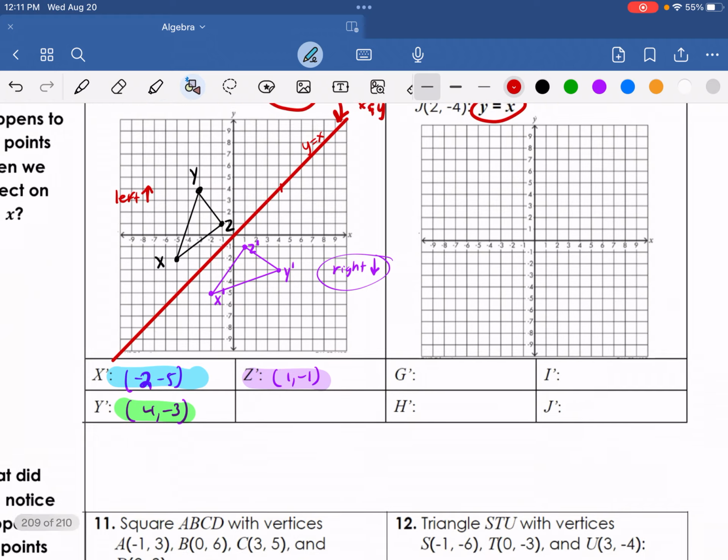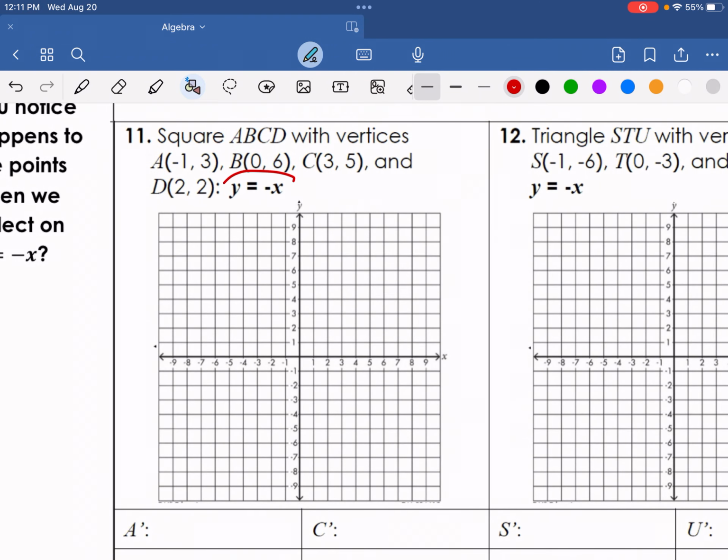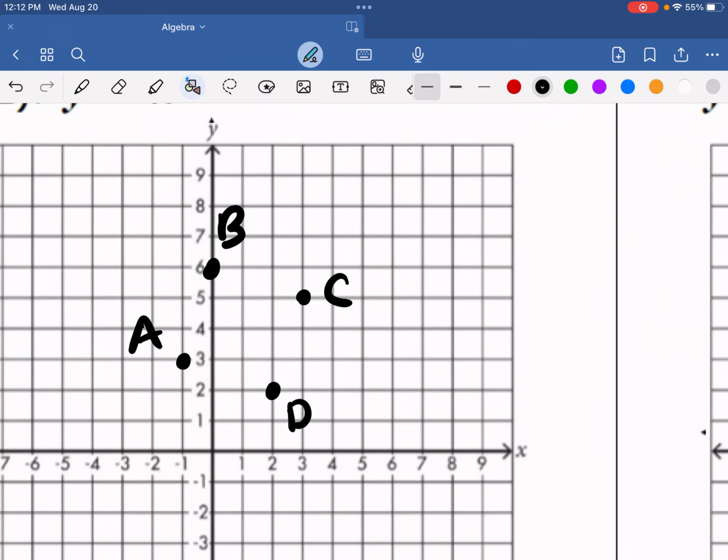Okay, for the bottom example, now we're going to reflect over y equals -x. So this one will have a different pattern, not the same as the last one, because this one says y equals -x. A is -1, 3. B is 0, 6. C is 3, 5. And D is 2, 2. It says it's a square, and it looks like a square.